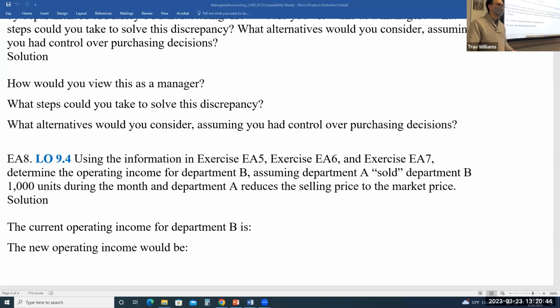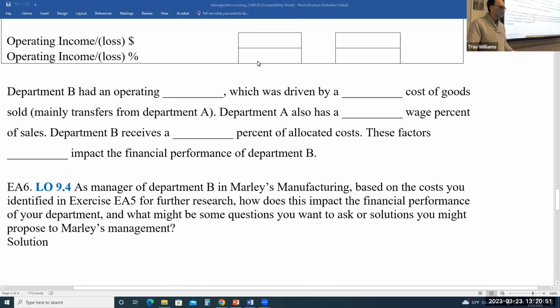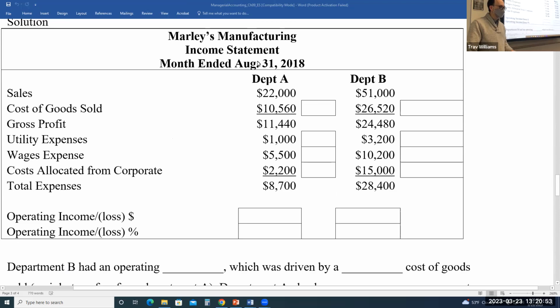Did everybody get the answer? I think three still. Okay, we'll revisit 7. So these last 4 exercises were all related to each other.